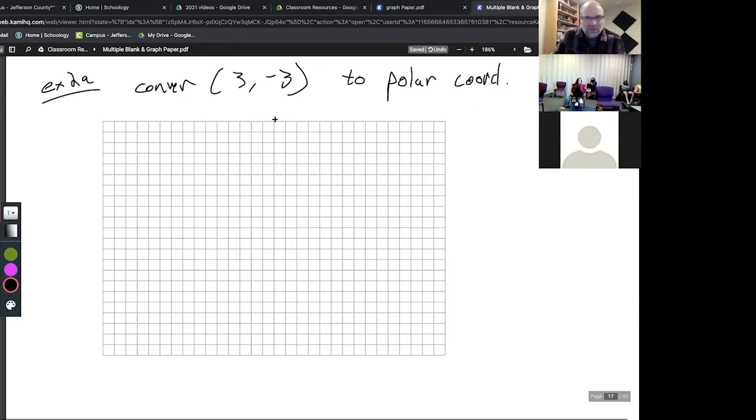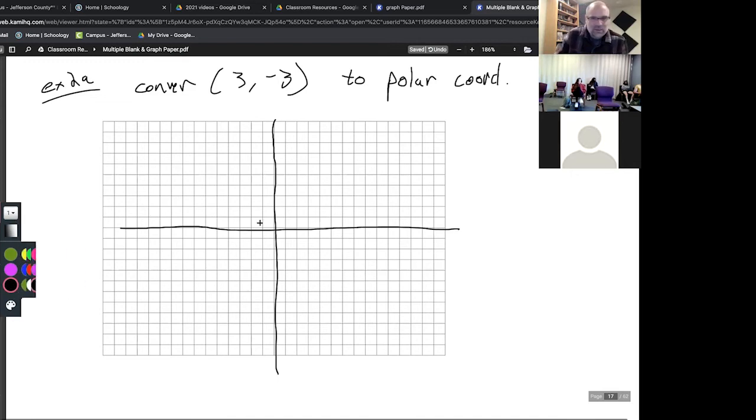Okay, so if I were to graph (3, -3), it would look like this. Over 3, and I'm going to go big here. Let's say that's 1, 2, 3. And then down 3 is 1, 2, 3. So it looks like right there. Here's (3, -3).